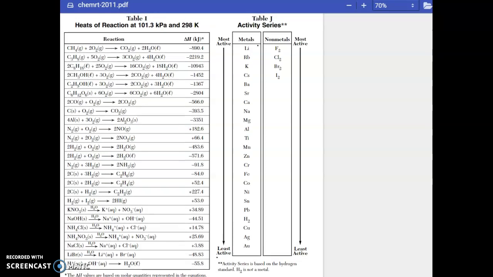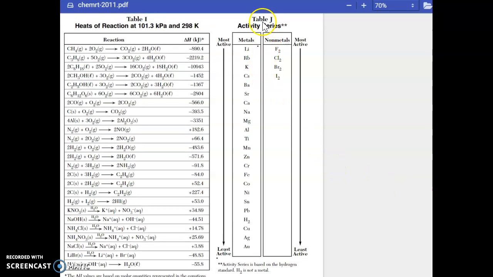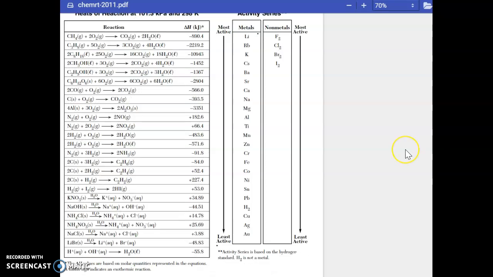So in order to understand this, we need to look at table J on our reference table. It's called the activity series, and we're going to start by just looking at the metal side and completely ignoring the nonmetal side for just a minute. So basically on the metal side, the higher up you are, the more active, or the better you are at oxidizing. So I'm just going to write right on the screen, and you should write this on your reference table if you have one handy. Ox. Because the higher up you are, that means the more you want to lose electrons.